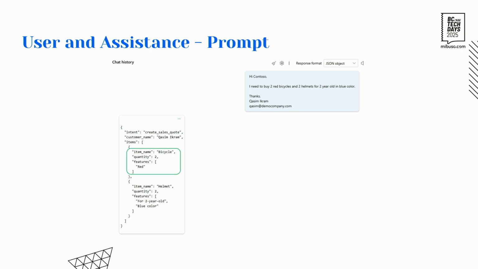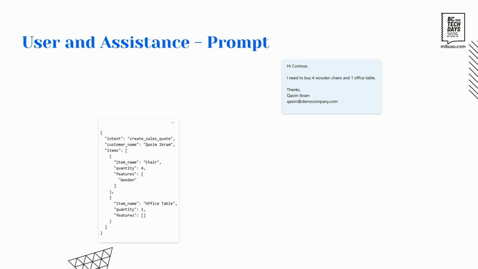Running the same example again, now we see the feature is basically an array for both bicycles and the helmet. So everything looks good. We have just tested our prompt with just one example, so let's try another example. Now I'm basically asking about 4 wooden chairs and 1 office desk. It was able to split the chairs and the features correctly, but not for the office table.